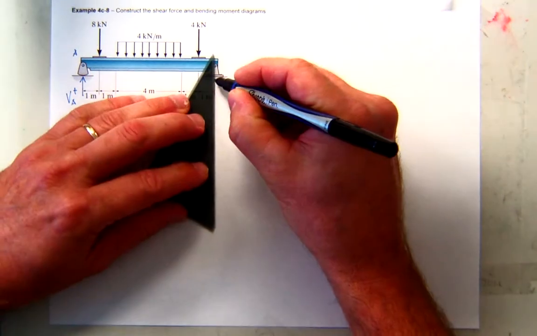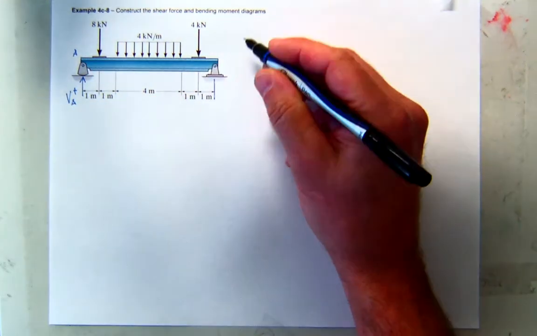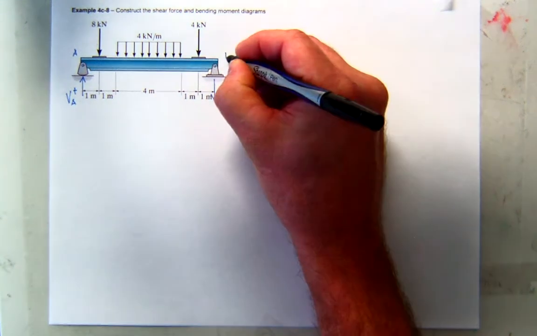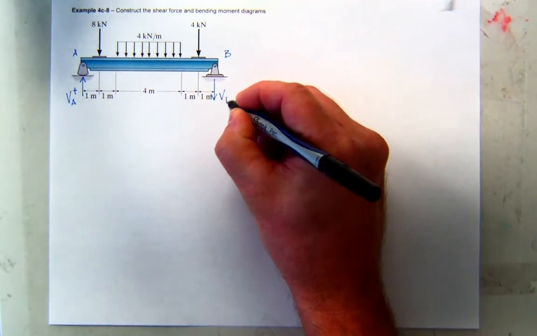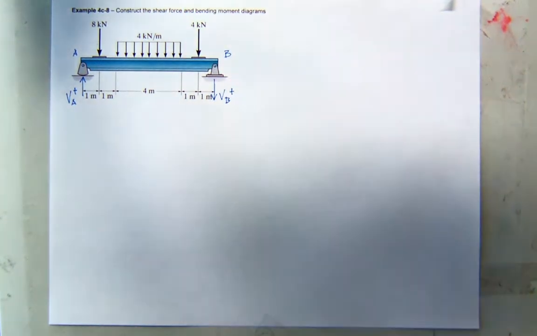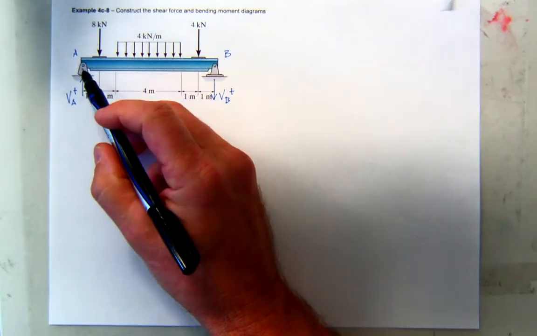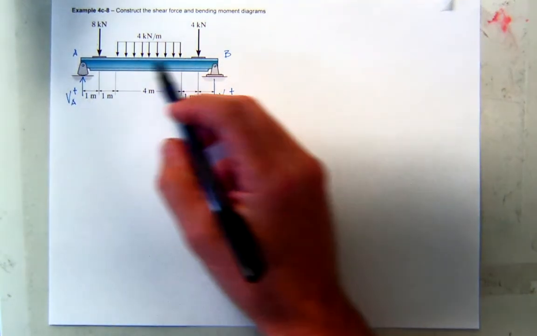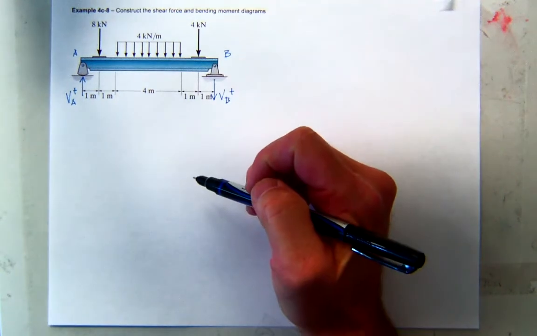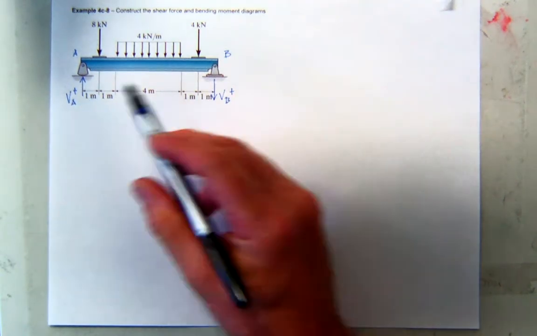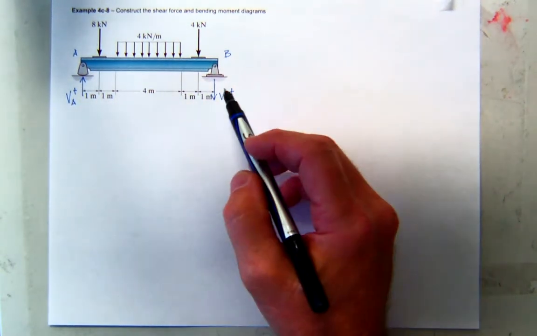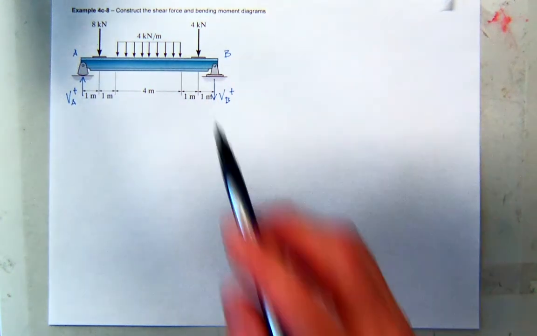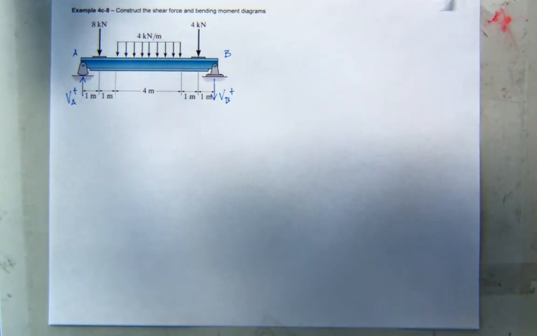And the positive shear on the right side, is it up or is it down? It's down. And I'll call that B. So this would be the shear at B. What's the moment at A? 0. What's the moment at B? 0. So we should have our starting points in just a minute for our shear diagram, an ending point, and we already know our starting point for moment and the ending point.